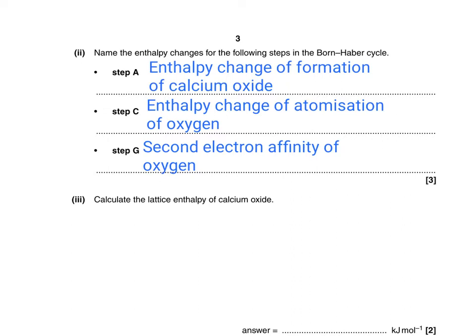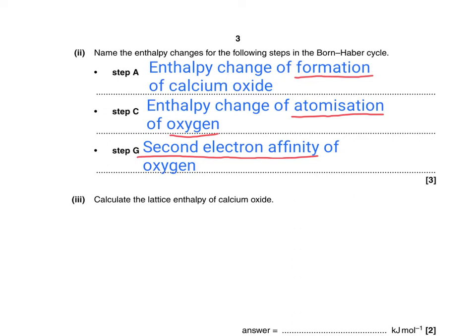So here are the 3 definitions written out in words. You can't use the symbols. The important part for this one is that it's formation and not lattice enthalpy. The second one, atomization and oxygen. So it's clear you didn't confuse it with the atomization of calcium. And for this one, the important part is that it's the second electron affinity.